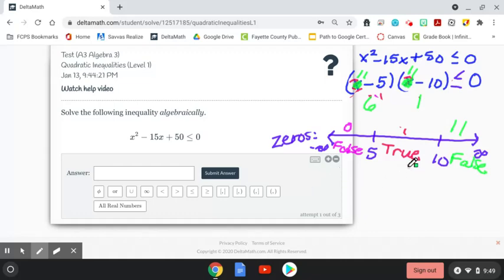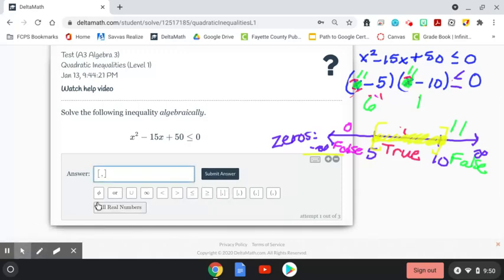So then, the numbers that make this inequality true are everything from negative 5 all the way to 10, and because it says or equal to, I'm going to include these values, and I include them with brackets. So my answer is bracket negative 5, comma 10, bracket.